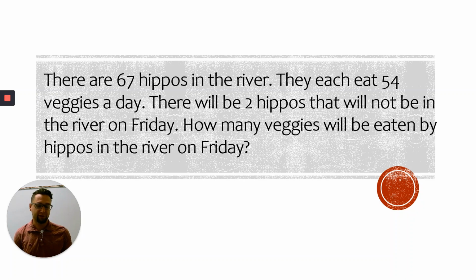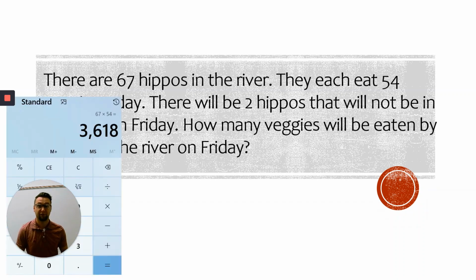There are 54 veggies a day, but that's multiplied by 67 hippos, because it didn't say they eat 54 as a team, they eat 54 veggies each. Alright? In reality, that's probably a low number, because hippos can really eat. So 54, 67 times repeated addition. We don't have to say 54, 54, 54 a bunch of times. We can multiply. 67 times 54 will give us 3,618 veggies. All right, but we're not done yet.